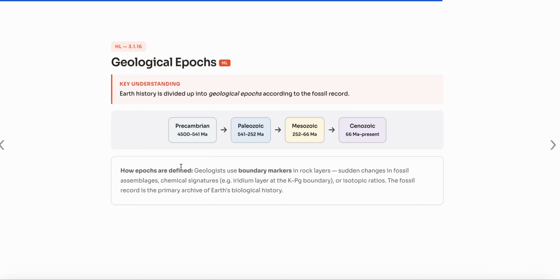Early Earth history is divided into geological epochs according to the fossil record: Precambrian, Paleozoic, Mesozoic, and Cenozoic. Generally, geologists use boundary markers in rock layers where, if any sudden change happened in the fossils, they name it as a certain epoch. So the fossil record is the primary archive of Earth's biological history.